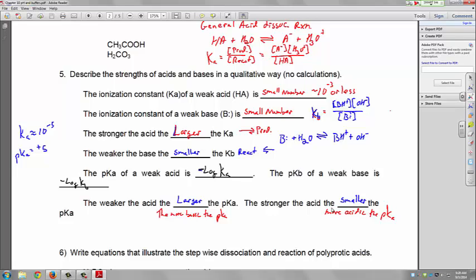So if you wish, you can think of it this way: as Ka's increase, this means stronger acid. The pKa's decrease also means stronger. And of course, the opposite is true if we went the other way, for weaker.